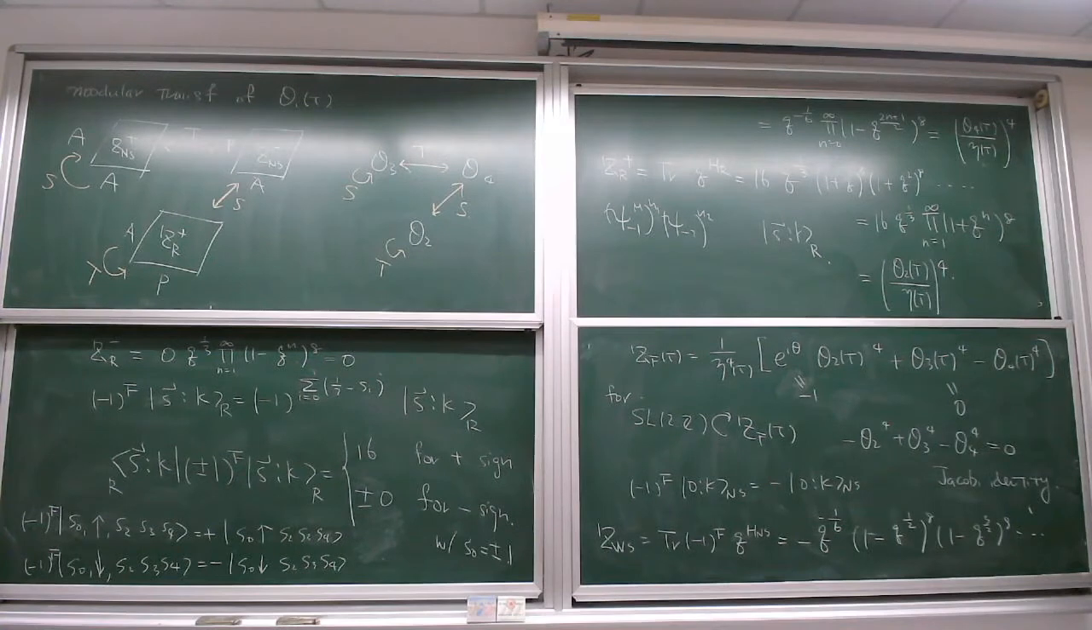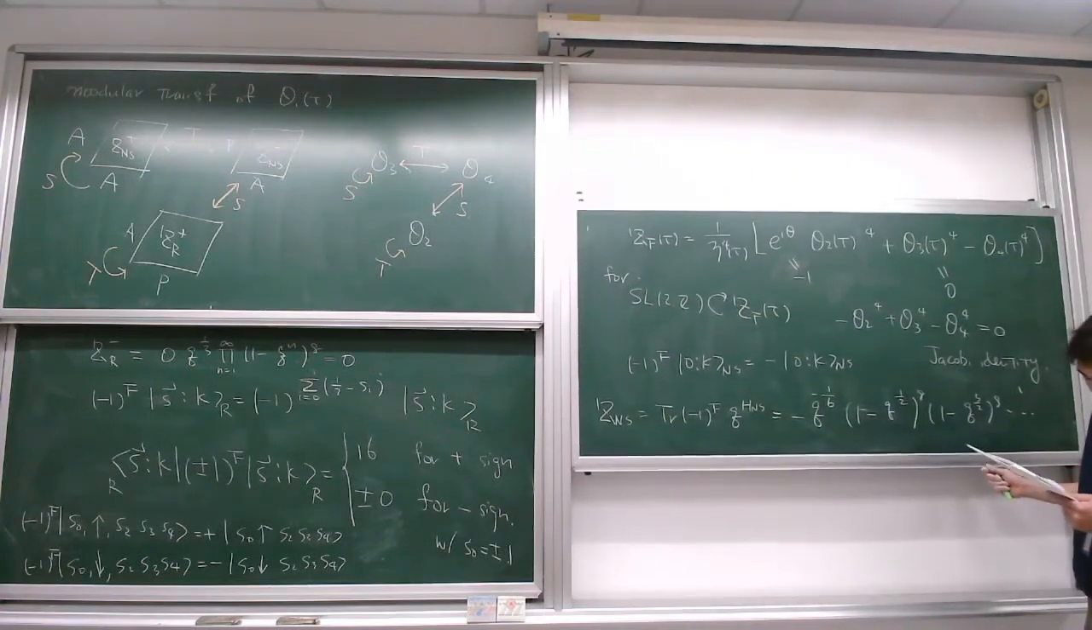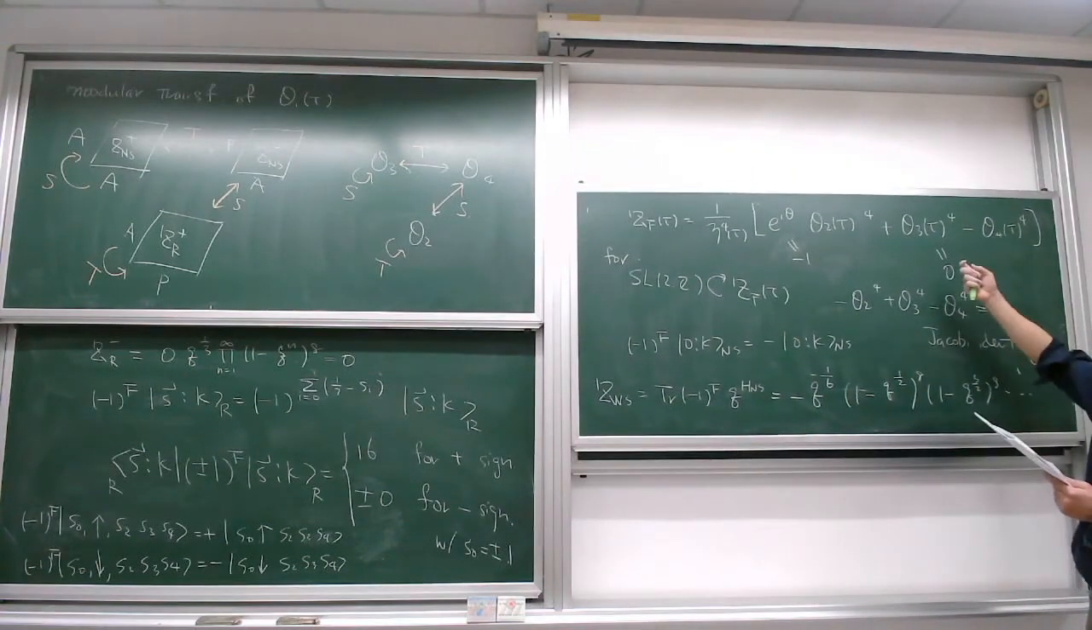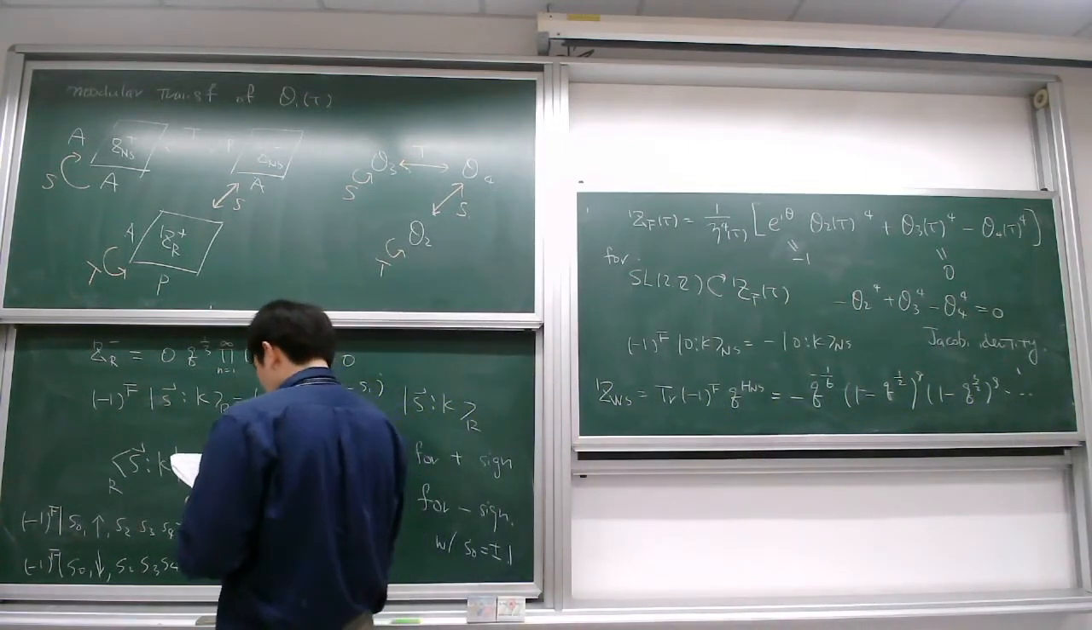Jacobi found this identity in the 19th century, but by considering string theory, you can naturally reproduce the ingenuity of Jacobi. And let's consider what it means indeed. So how do you get this one?